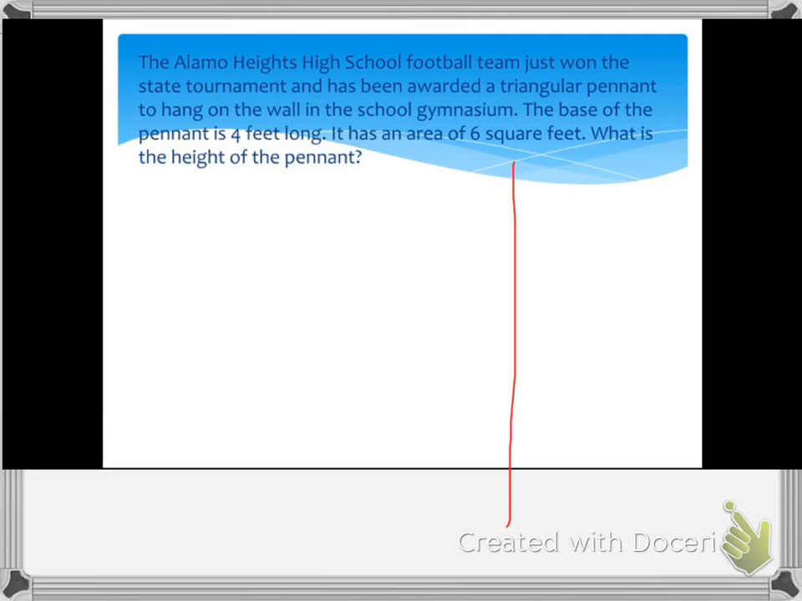The Alamo Heights High School football team just won the state tournament and has been awarded a triangular pennant to hang on the wall in the school gymnasium. So since it's a triangular pennant, we know we're going to be using the triangular formula. Area equals 1/2 base times height. Then it says the base of the pennant is 4 feet long and it has an area of 6 square feet. What is the height of the pennant?